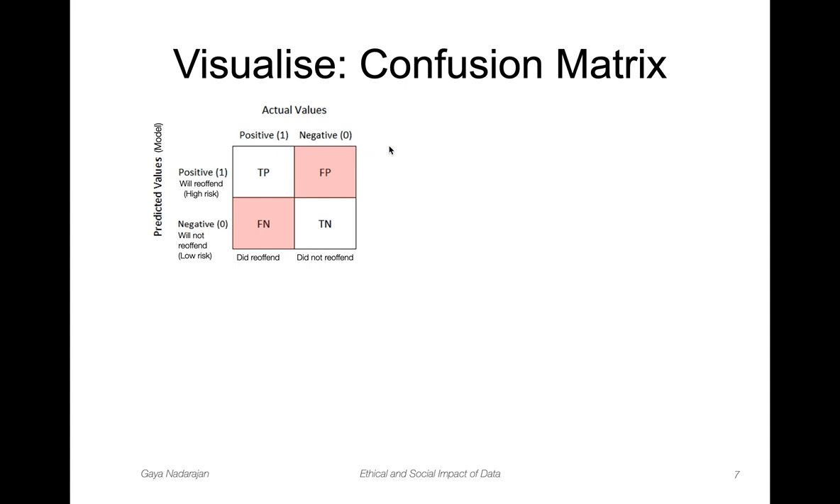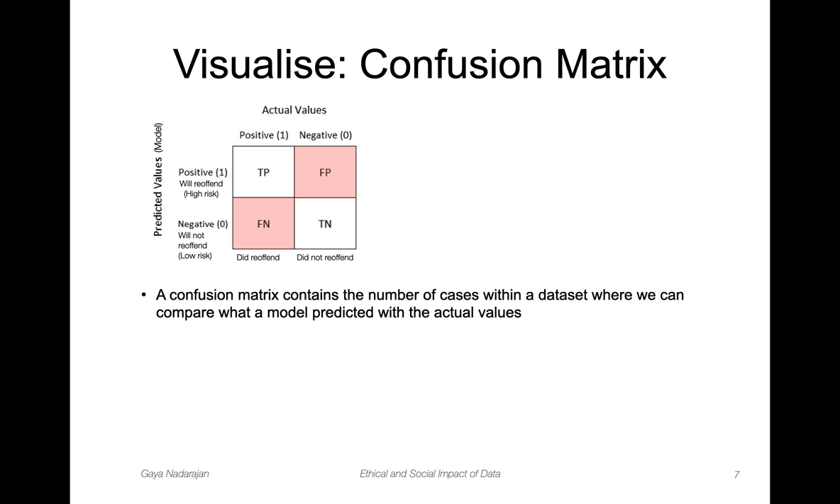But on the other hand, if we have historical data of past criminals, of whether they have reoffended or not, we have what we call the actual labels or the ground truth. So what we can do now is plot this confusion matrix to see how accurate the model's predictions are and how much they are off compared to the actual values. A confusion matrix contains the number of cases within a data set where we can compare what a model predicted with the actual values.